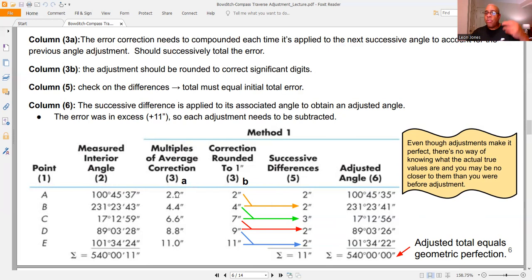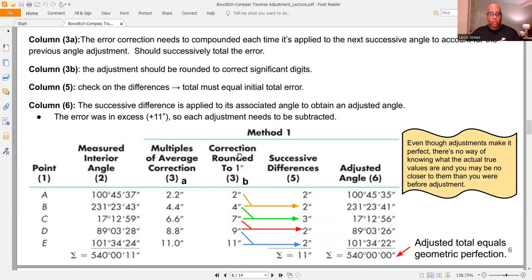So when we took multiples of 2.2 for each point, we basically doubled and tripled it. And here's why you do that, because you want your multiples of your average correction to equal your error. For instance, we have 2.2. You double 2.2, you get 4.4. You add 2.2 again, you get 6.6, then 8.8, and then 11.